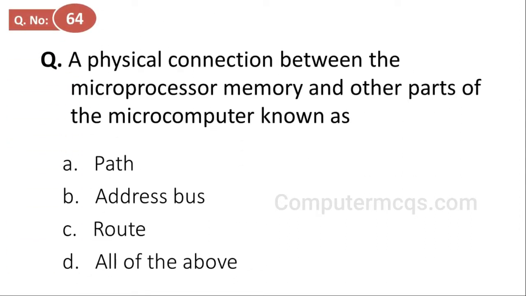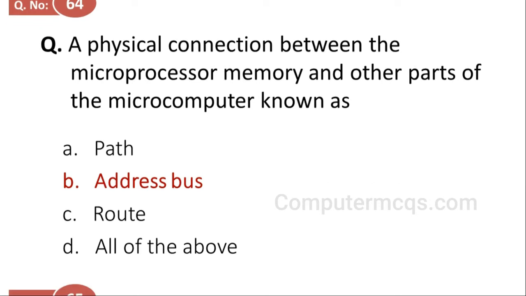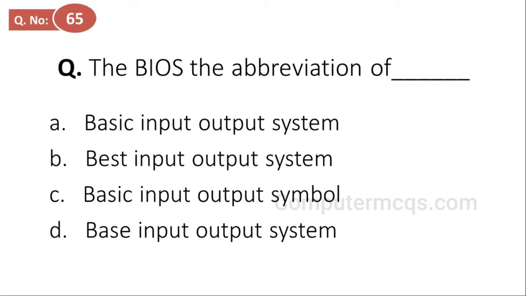A physical connection between the microprocessor, memory and other parts of the microcomputer is known as, options are path, address bus, route, all of the above. And the correct answer is option B, address bus. What is the full form of BIOS? Options are basic input output system, based input output system, basic input output symbol, base input output system. And the correct answer is option A, basic input output system.